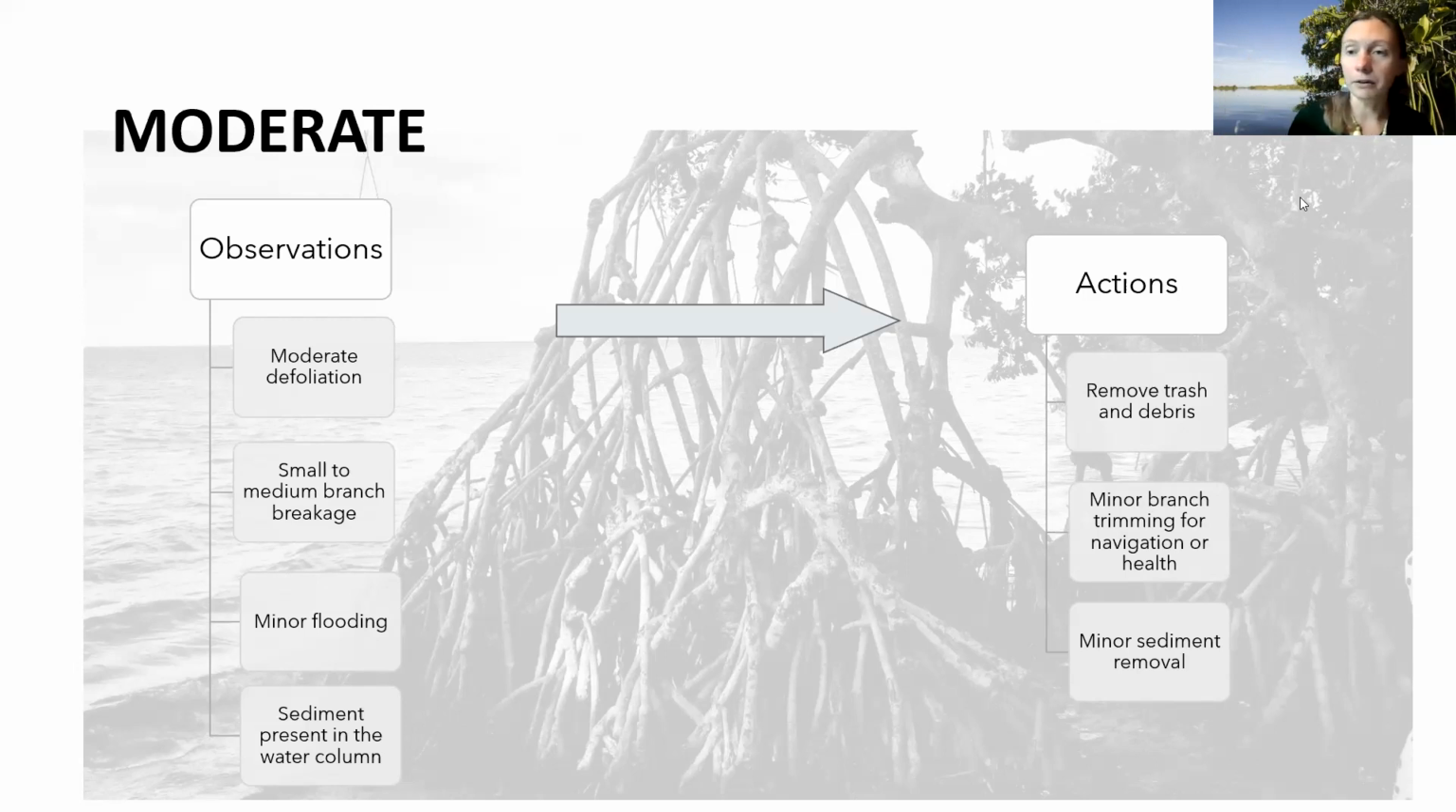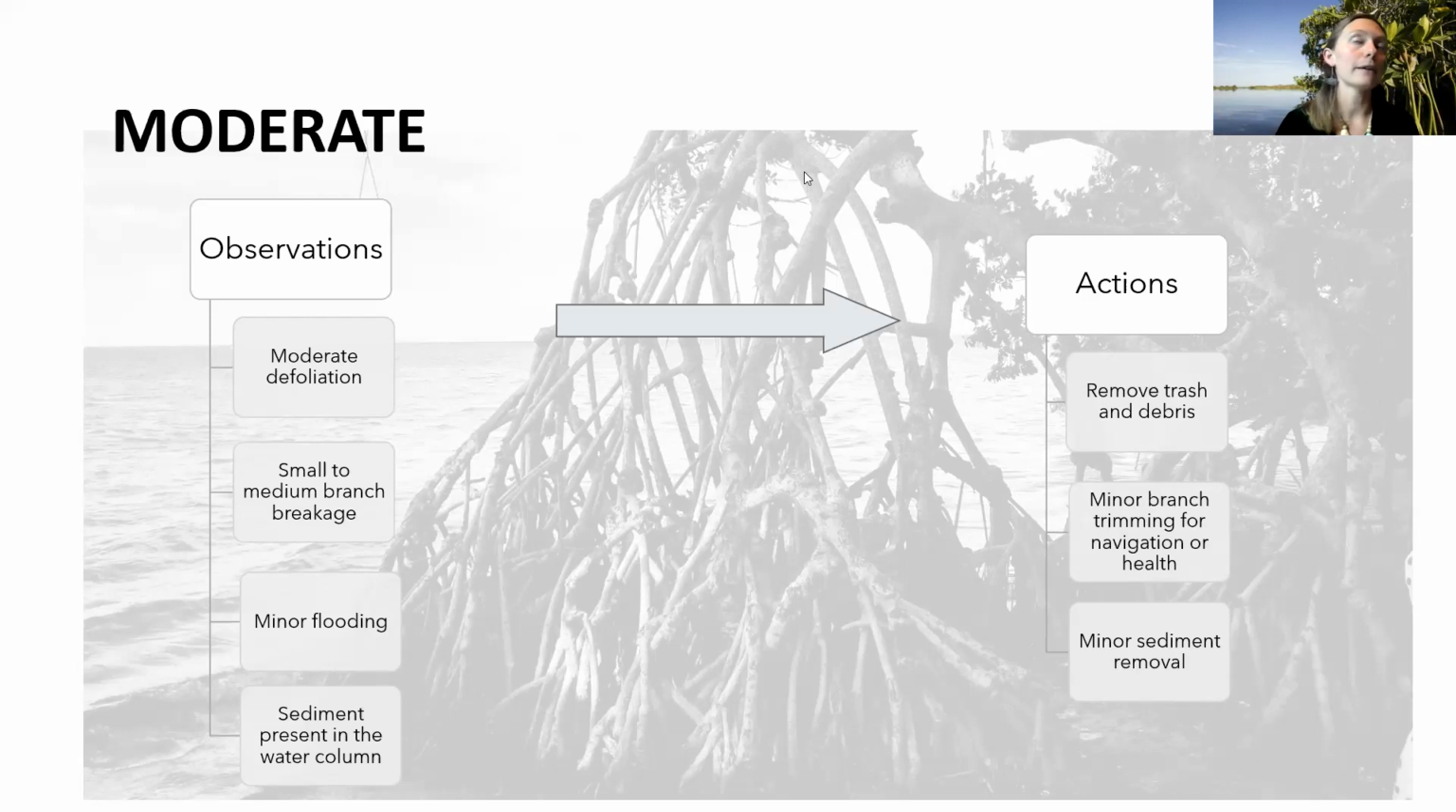This would be moderate damage to the mangroves. And in this case, removing trash and debris is going to be appropriate, right? Always. You'll notice in each of these levels of damage, removing trash and debris is a necessary and good step for the health of the mangroves. You may need to do some minor branch trimming for navigation or health.